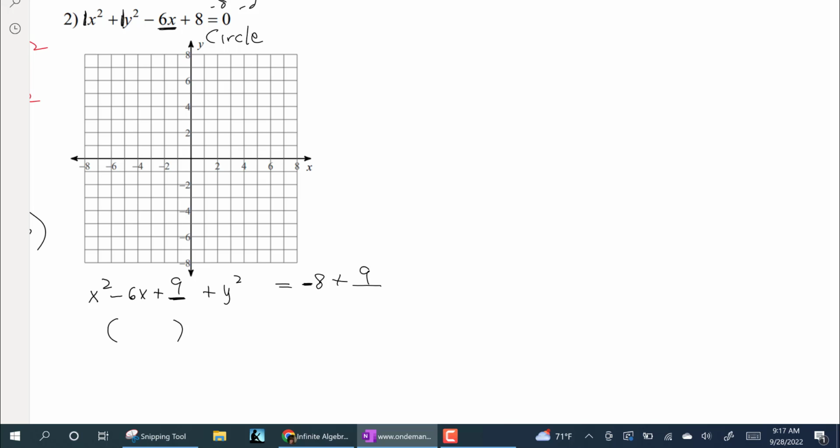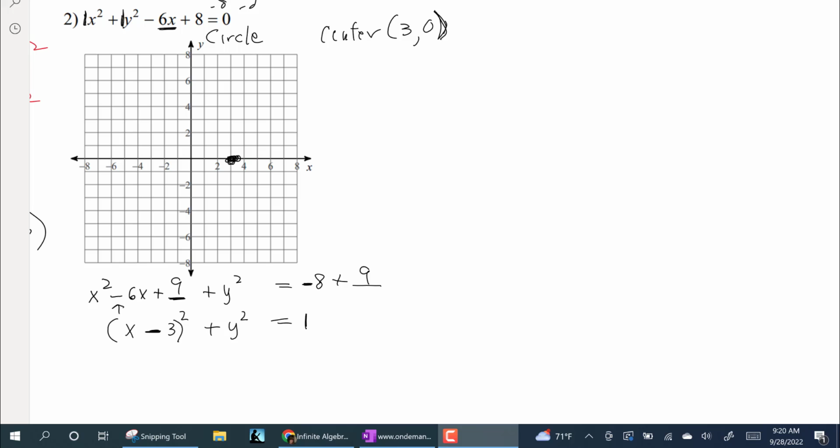And then the square root of x squared is x. The square root of 9 is 3 with this subtract sign right there. Now notice there is no y to the first. So we're just going to leave this as y squared. And that means for the center, the y value is 0. The x value is 3, because the opposite of negative 3. So this is the center right there. And then negative 8 plus 9 is 1.